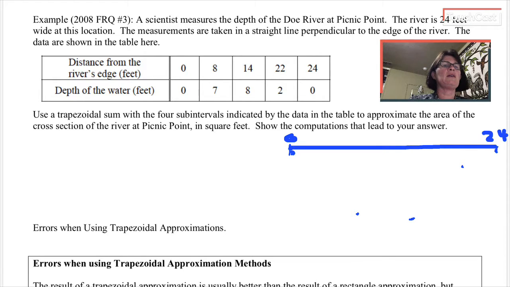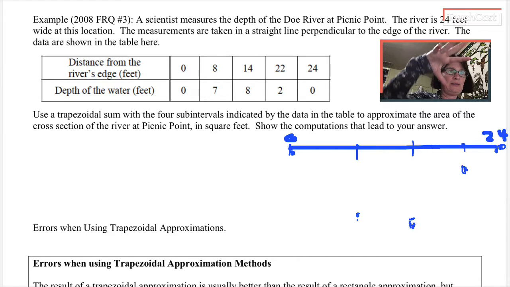Right here at the first shore, the water is 0 feet deep. By the time I get down to 8 feet across, the depth is 7 feet. If I get down 14 feet across the river, it gets down to 8 feet deep. I'm almost at the other edge, so 22 feet across, the depth is 2 feet. And then at the other shore, I have a depth of 0 feet again.